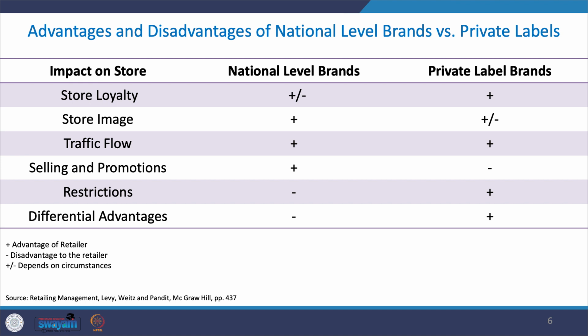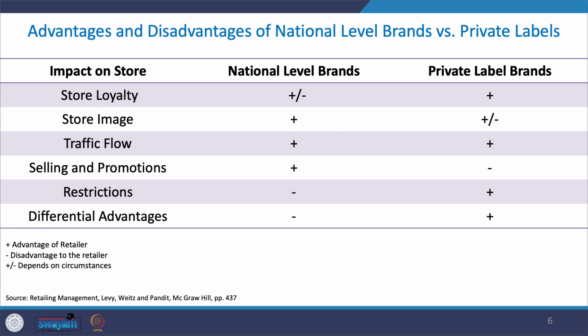Many times you might also see a series of collaborative promotions between national level brands and retailers. But with respect to restrictions, national level brands bring in a disadvantage because you might not be able to decide on price or on promotional offers. But as private labels belong to you, the retailer definitely has full control to decide what the price should be, what the promotional offer should be, or how things need to be tackled as far as selling and promotions are concerned.